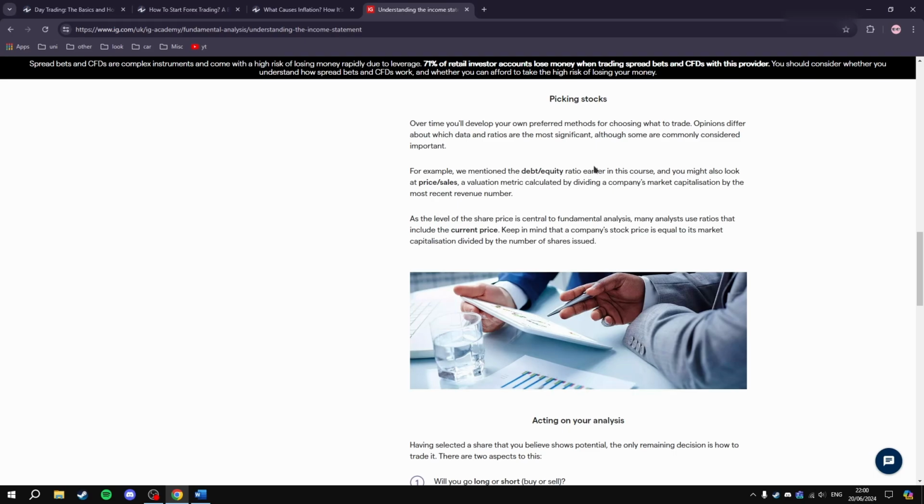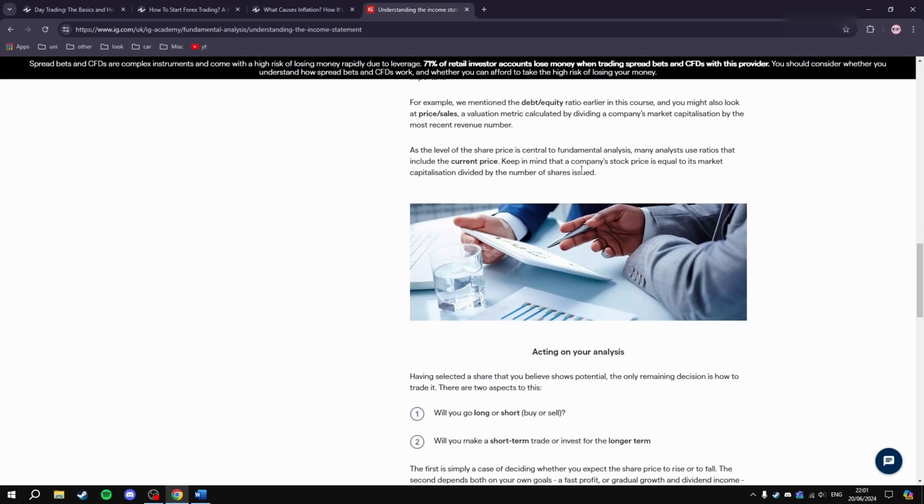Picking stocks. Over time, you develop your own preferred methods for choosing what to trade. Opinions differ about which data and ratios are the most significant, although some are commonly considered important. For example, we mentioned the debt/equity ratio earlier in this course, and you might also look at price/sales, a valuation metric calculated by dividing a company's market capitalization by the most recent revenue number.